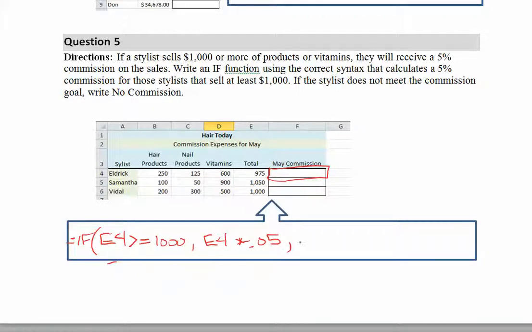Otherwise, we're supposed to write the words no commission. So with words again, we put quotation marks. We write the words we want it to say. Close quotation mark and close parenthesis. Okay, so that is the answers to questions 1 through 5 on Chapter 3, Part 1.